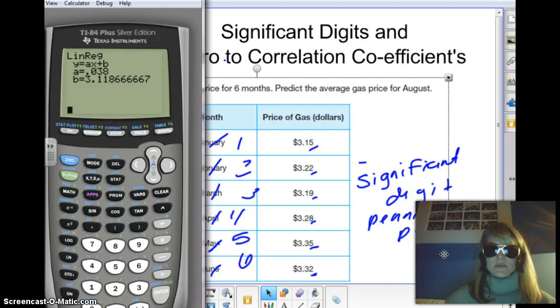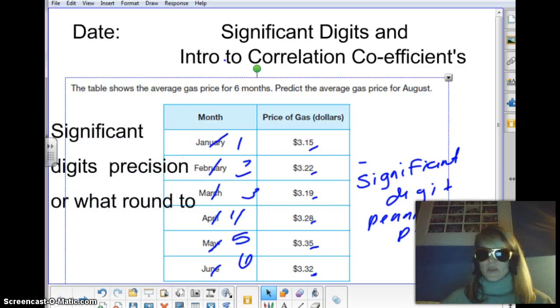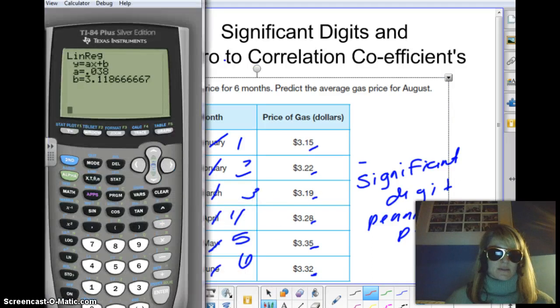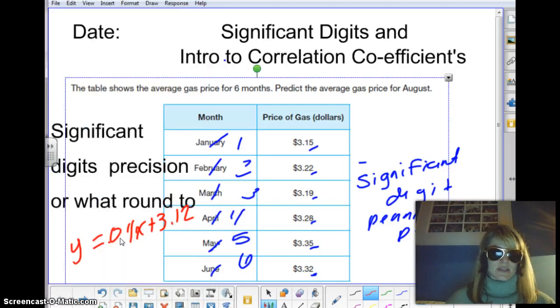So this is where I want to use my significant digits, because this is a really long number to write. So it's to the pennies place, so I'm going to round my y-intercept to 3.12 here. And I'm going to round my slope to 0.04. So both get rounded. Okay. So when I'm doing my linear regression here, we can go ahead and say the linear regression for this equation is y equals 0.04x plus 3.12. Is that what we said? 3.12. Okay, so this is my significant digits here.